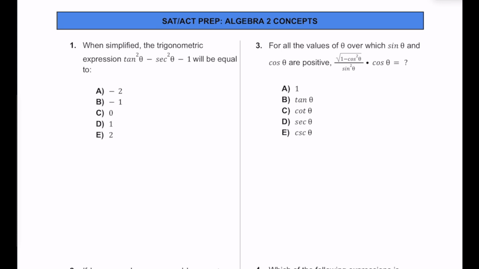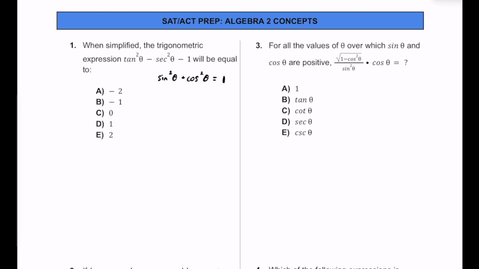Alright, so in number 1 it says, when simplified, the trigonometric expression of tan squared of theta minus secant squared of theta minus 1 will be equal to one of these answer choices below. This specific problem is testing our understanding of some trig identities. The only Pythagorean trig identity that you need to memorize is sine squared of theta plus cosine squared of theta, which is equal to 1.